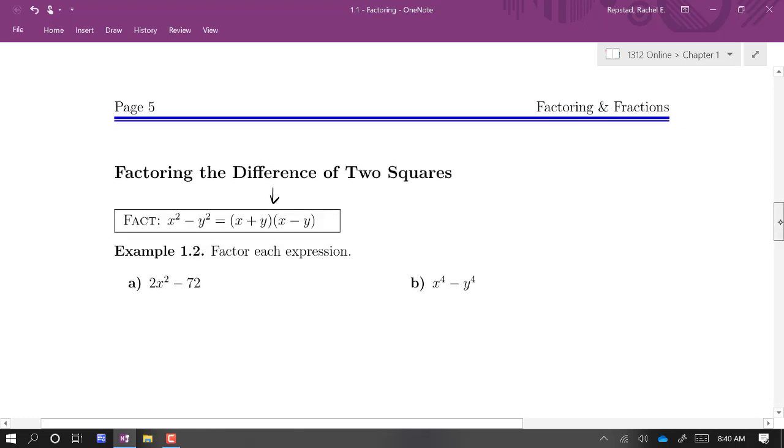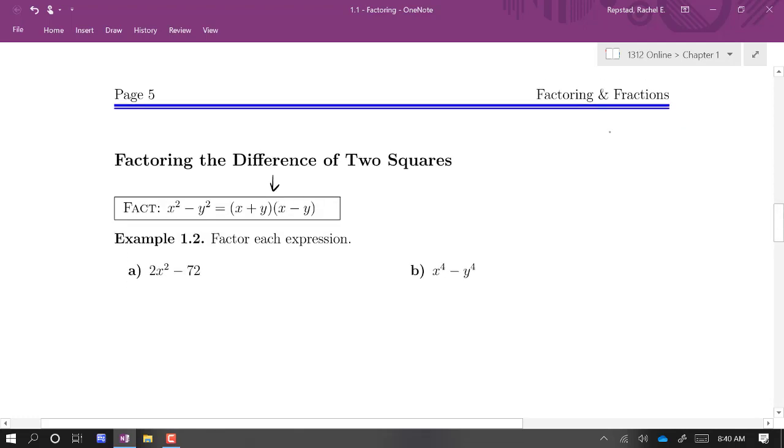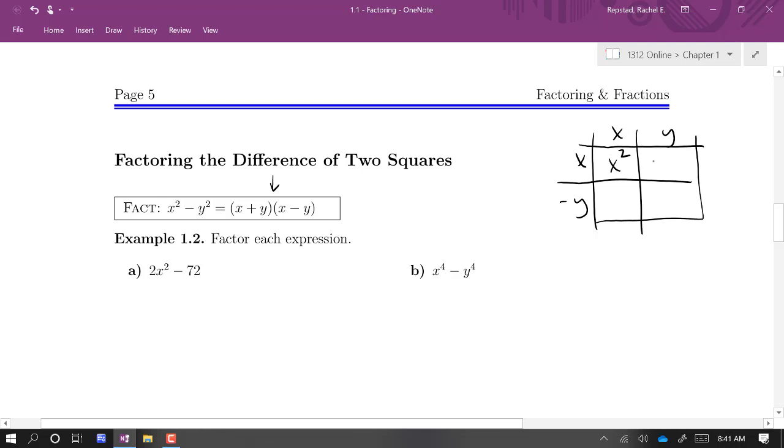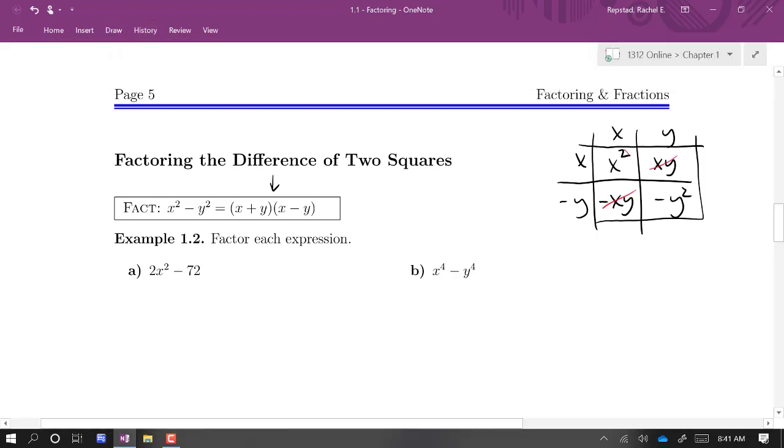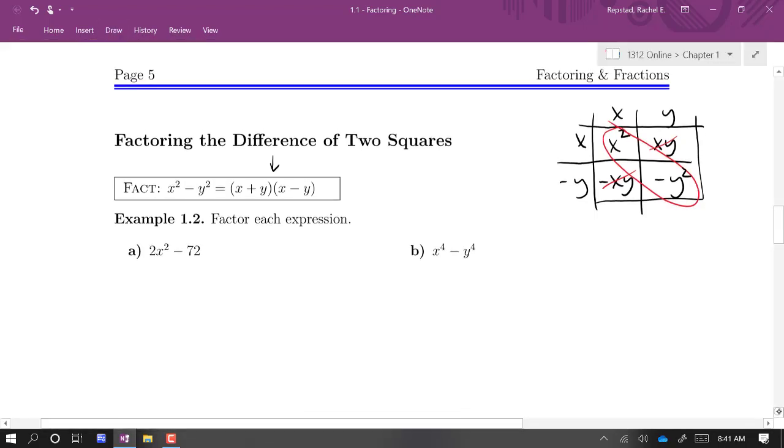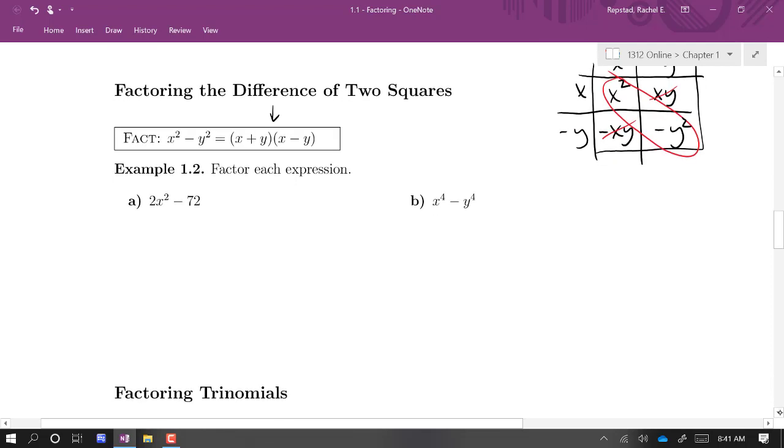And you can convince yourself of that. If we multiply out x plus y and x minus y, you will see that we get x squared minus y squared. So there's our x squared, a plus xy, a minus xy, and a minus y squared. So these terms cancel out and we're left with x squared minus y squared. So if you're going to factor a difference of squares, the first step is recognizing that you have a difference of squares. I'm going to start here in part A.